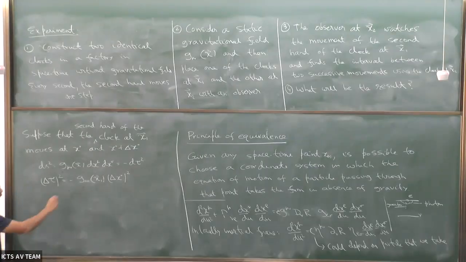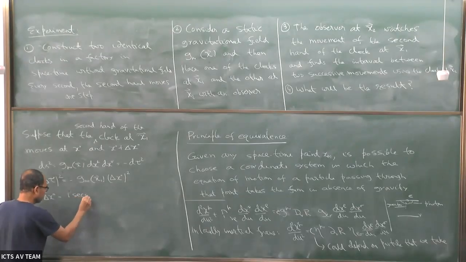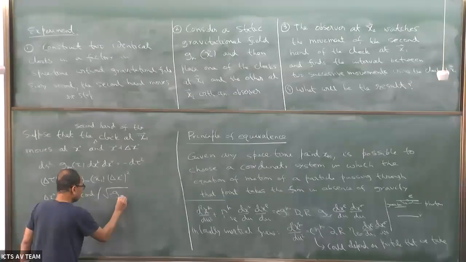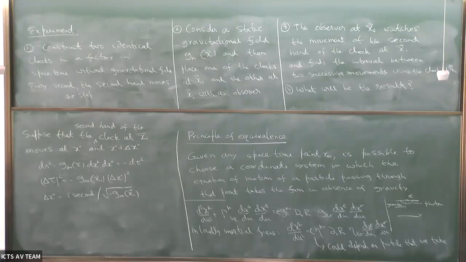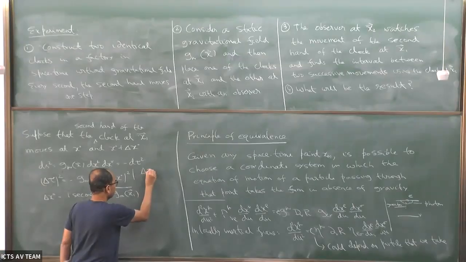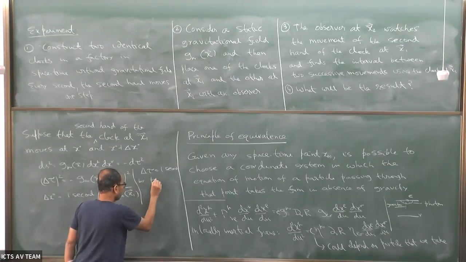So this tells us what delta x naught should be. Delta x naught should be 1 second divided by the square root of minus G00 of x1, since delta tau is 1 second. This is by the principle of equivalence, right? So remember that we are using this.